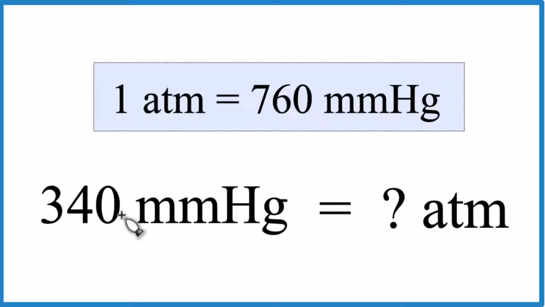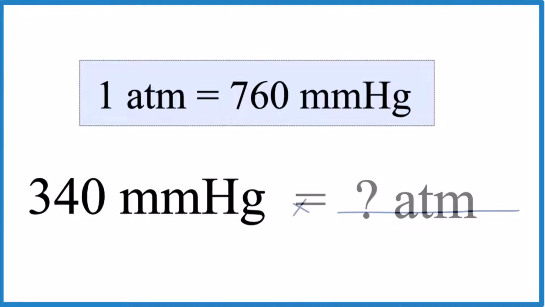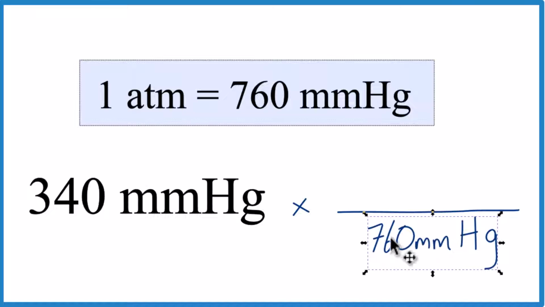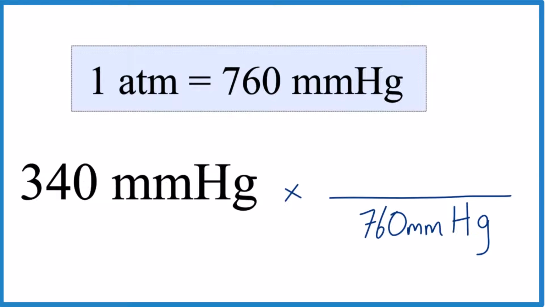So we're going to multiply our 340 millimeters of mercury by our conversion factor. So we want millimeters of mercury here to cancel out. So we're going to put 760 millimeters of mercury on the bottom so they cancel out. And then we want to end up with atmospheres. So we'll put our 1 atmosphere up on the top, and this is our conversion factor.